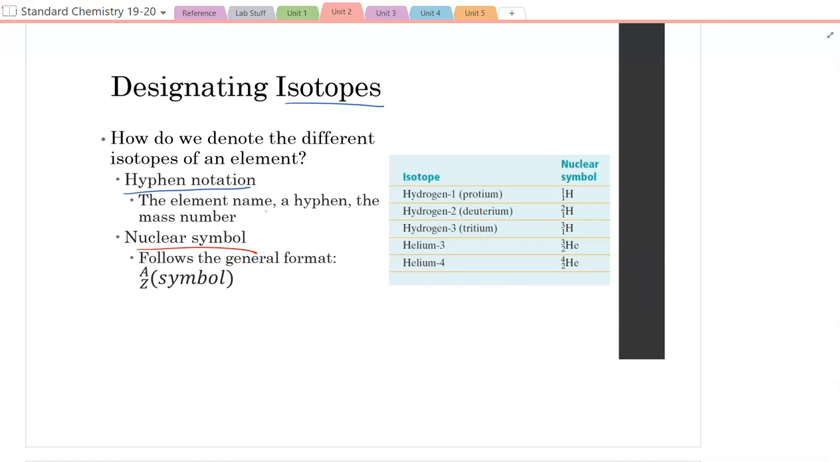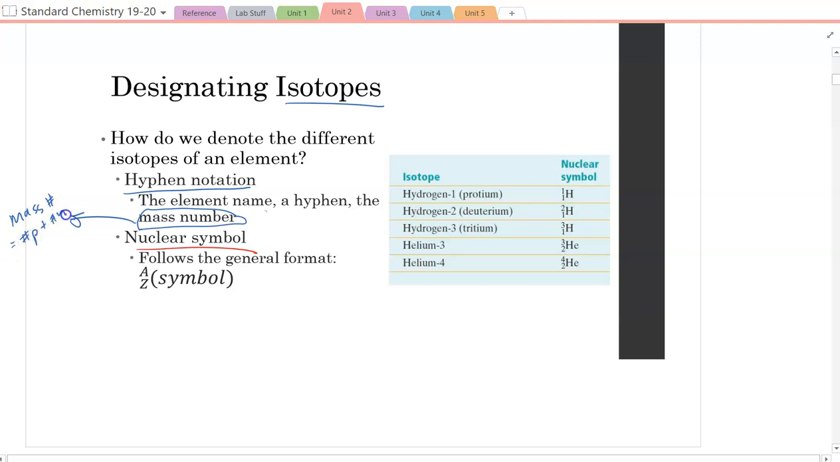Now, I'm going to break these down. First of all, the hyphen notation gives the element name, a hyphen, and then the mass number. The element name is not too hard, but the mass number is the one we need to outline again. The mass number is the sum of the number of protons plus the number of neutrons in any single isotope or atom. This information will be provided to you in some way, or you can figure it out from the information provided. So let's see how this works.